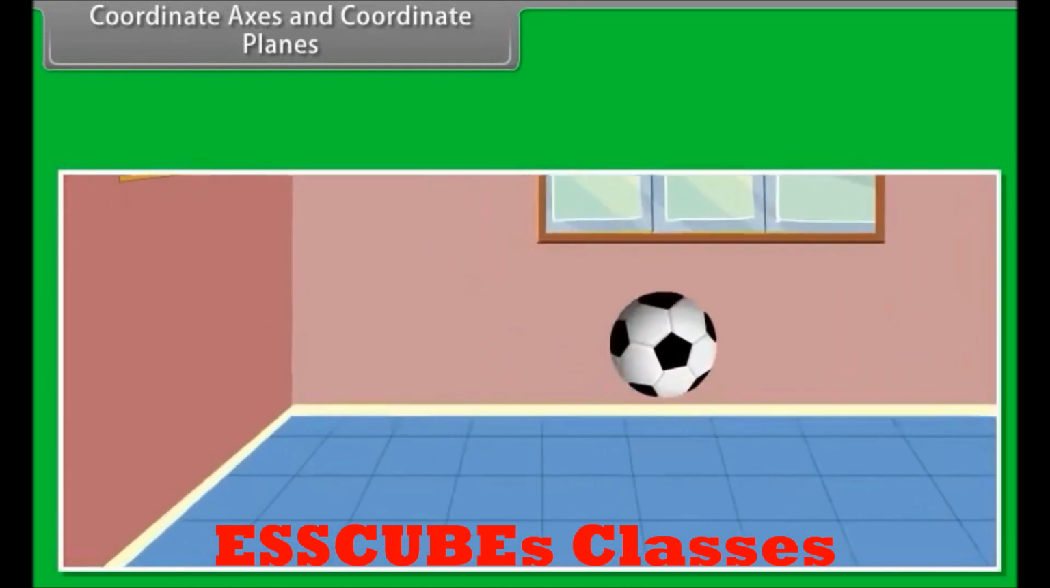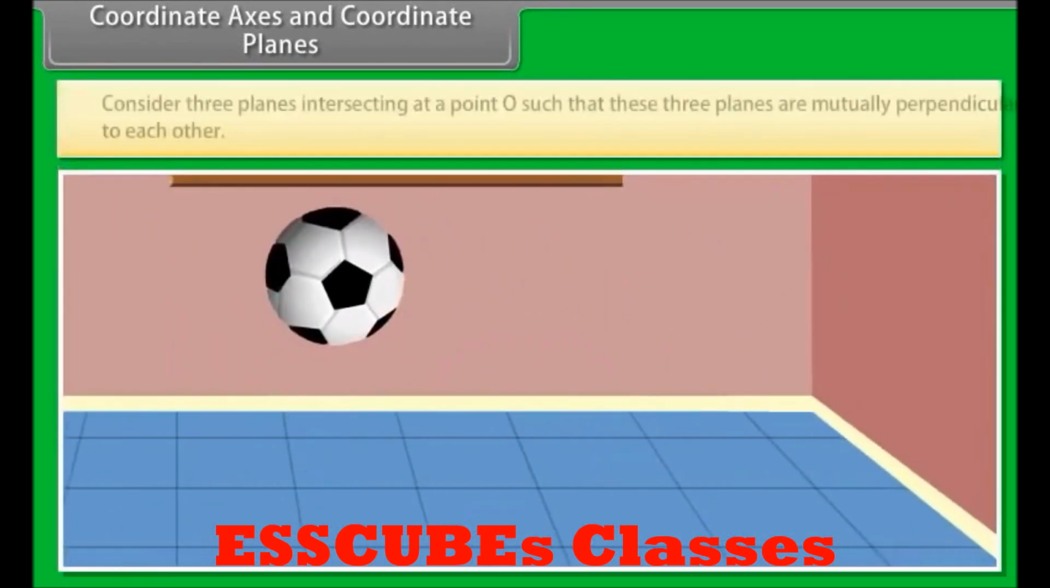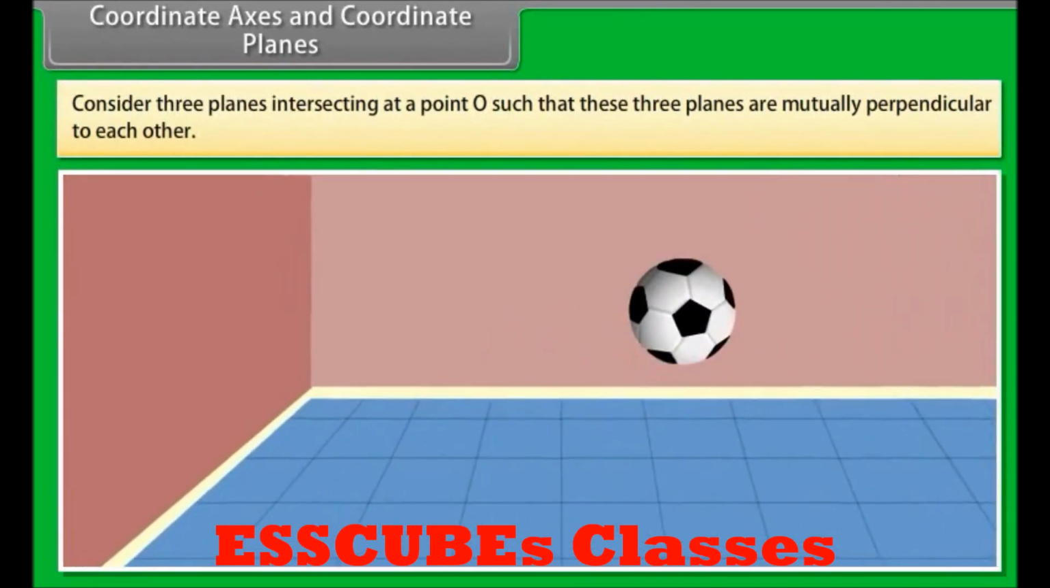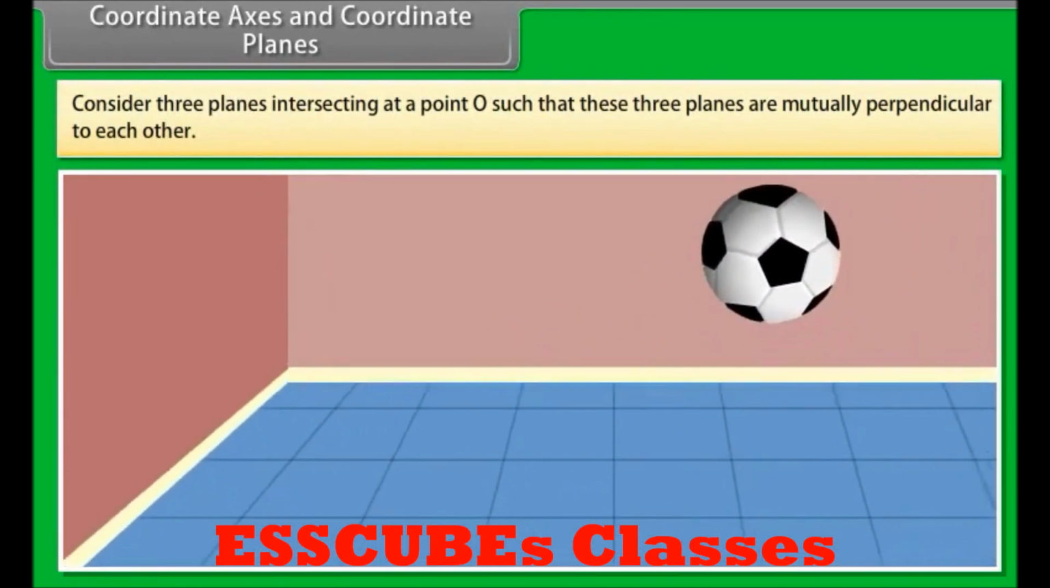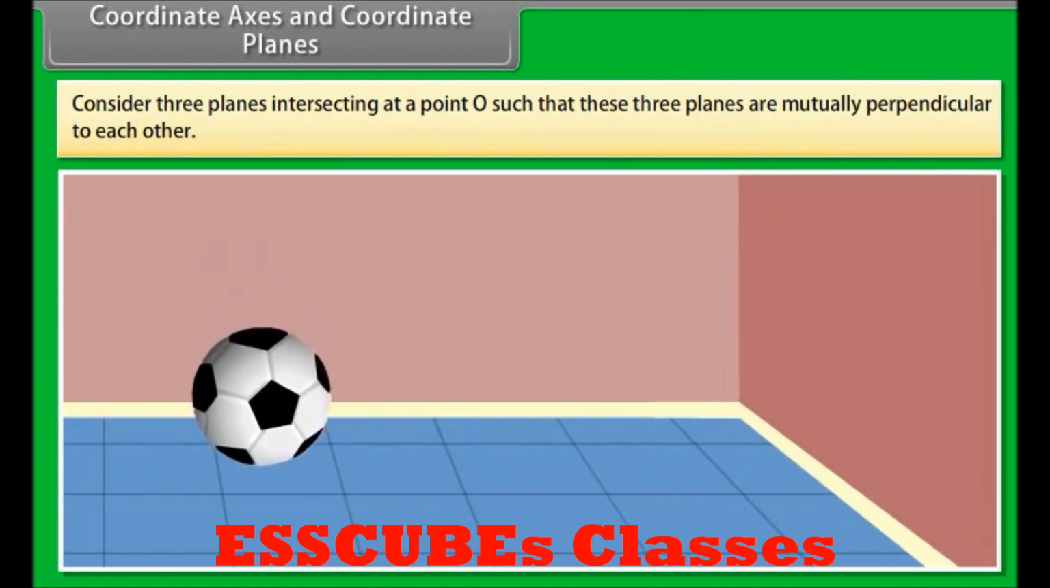Coordinate axes and coordinate planes. Let us take an example of a bouncing ball in a room where one corner of the room is considered as the origin. We can take any corner of the room, for the matter any point of the room, as origin of reference, and relative to that the coordinates of the point change. Thus, the origin can be taken arbitrarily at any point of the room.